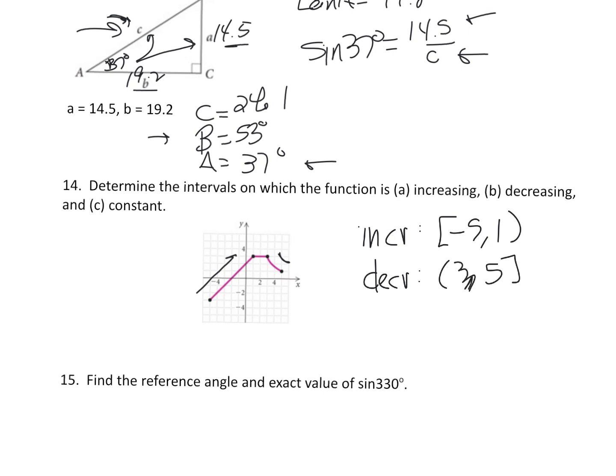I'm doing a terrible job. I don't have my pencils. This marker I'm using is not the greatest. Where is it constant? It's constant where it just flattens out, which is between 1 and 3. I guess that's it. Just make sure you use x's. X's only on that one.